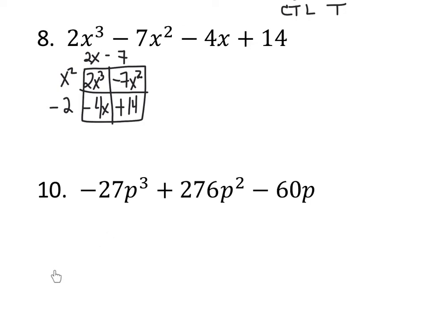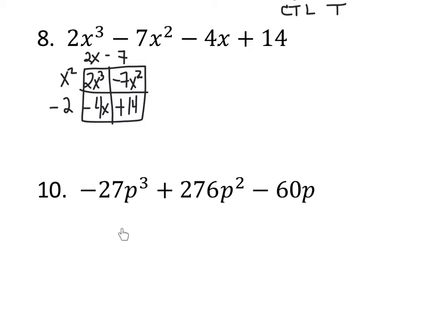Now the signs depend on what's in the middle. If these two terms are both negative and this last term is positive, then these two middle terms need to be negative. So that means that these terms up here are also going to be negative. So how can I know for sure that I've got the right signs? Well, if you multiply this back together, you should get what's inside the box. So x squared times 2x is 2x to the third.